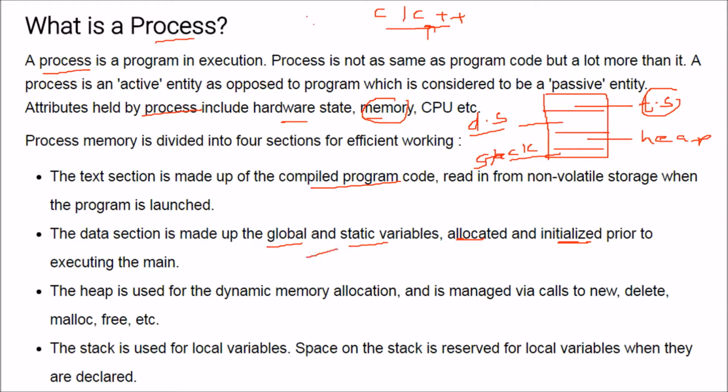Then we have heap. The variables which need dynamic memory are allocated memory at the runtime, when the processor is working on it. That place or that memory is known as the heap, and this is also a section of your process. So heap is used for dynamic memory allocation, and it is managed via C. In your program you'll see new, delete, malloc, calloc, free, etc.